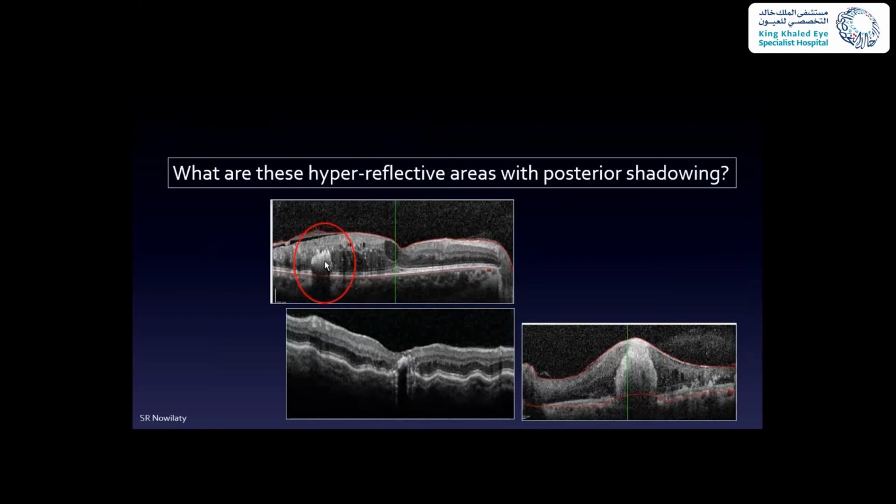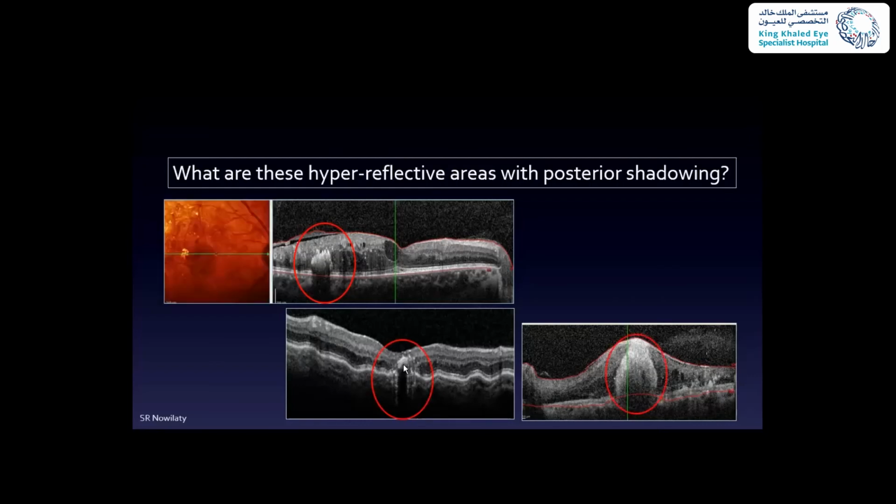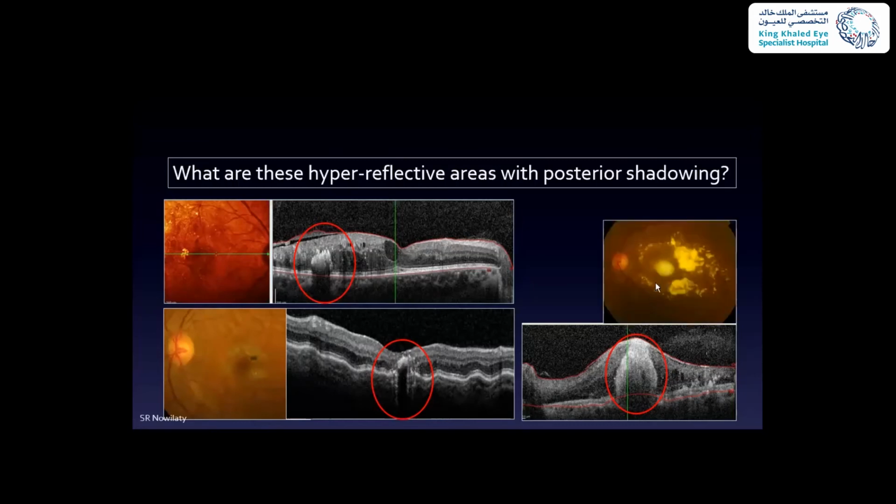This could be lipid, for instance, here associated with retinal thickness. In this case, it could be pigment. When you look at the picture, you see that there is pigment. For instance, in an eye that has juxtafoveal telangiectasia, you've got pigment, therefore it shadows. Or you can have fibrosis, like in here.